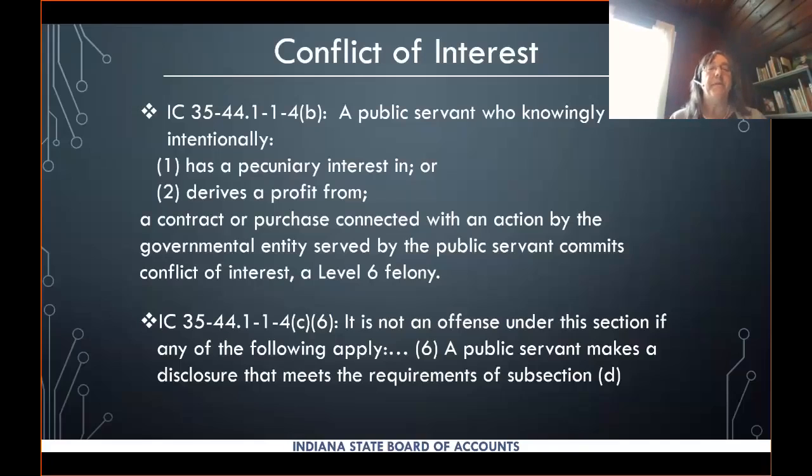Okay. And so it says down here at the bottom, it's not an offense under this section if any of the following apply. And number 6 is the one we're going to talk about. A public servant makes a disclosure that meets the requirements of subsection D. So you're disclosing the relationship of your interest in that contract or purchase.